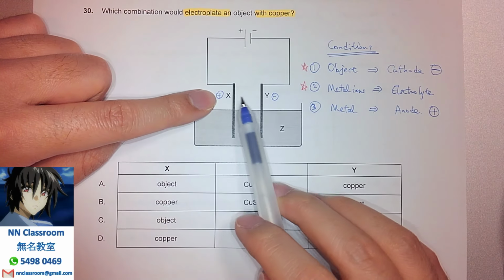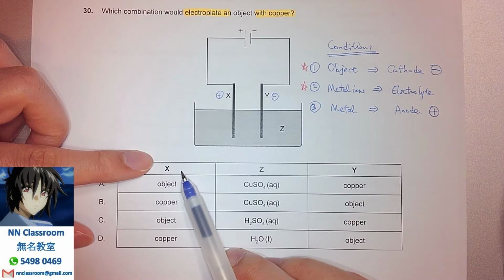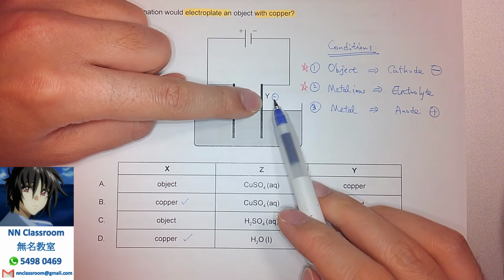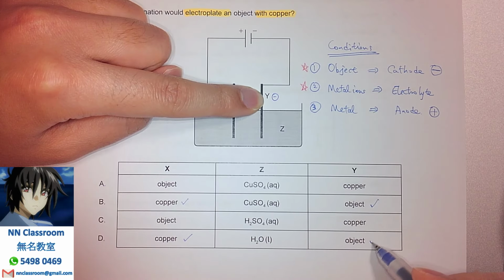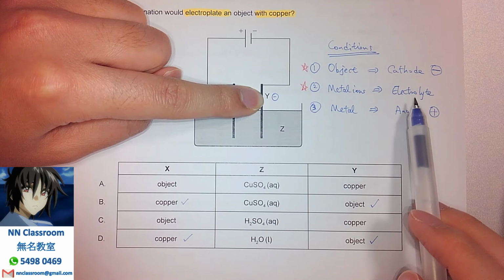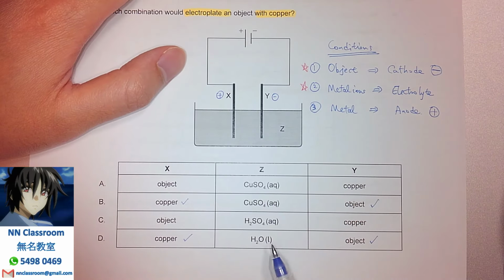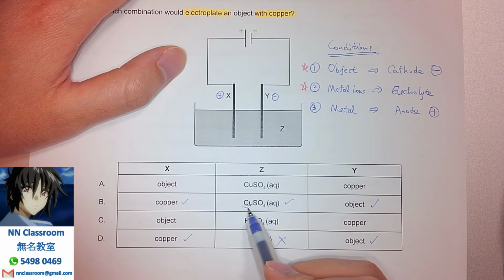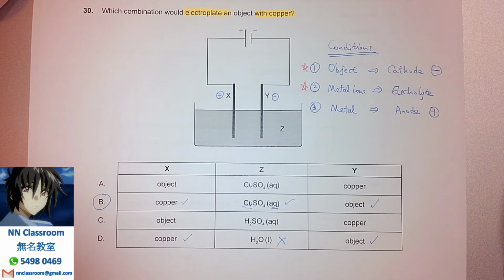So as we deduce, X is positive, and the positive electrode had better be the metal copper, right? So X with the copper metal, B or D now, and Y is the negative electrode, and the negative electrode must be my object. So that's why Y must be my object. And finally, the electrolyte, which is Z, must contain my metal ion, right? So that's why just water is not okay. So eventually, the aqueous copper(II) sulfate containing the copper 2+ ion, perfect. So that's why the choice will be B.